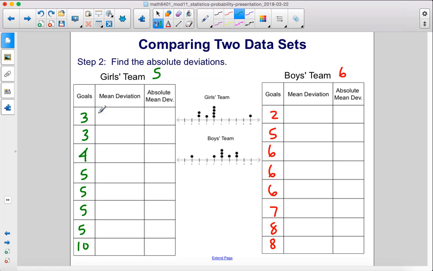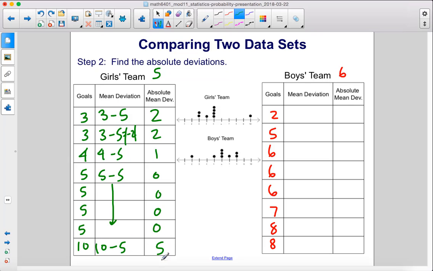We take our goals, we subtract our average, and then we take the absolute value of that difference. So that's negative 2, so it ends up being 2. Same with this one, that's negative 2, and then we take the absolute value, and it becomes 2. So then we have 4 minus 5 gives us negative 1, absolute value gives us positive 1, 5 minus 5 is 0, and that's the same for all of those. And then 10 minus 5 gives us 5.